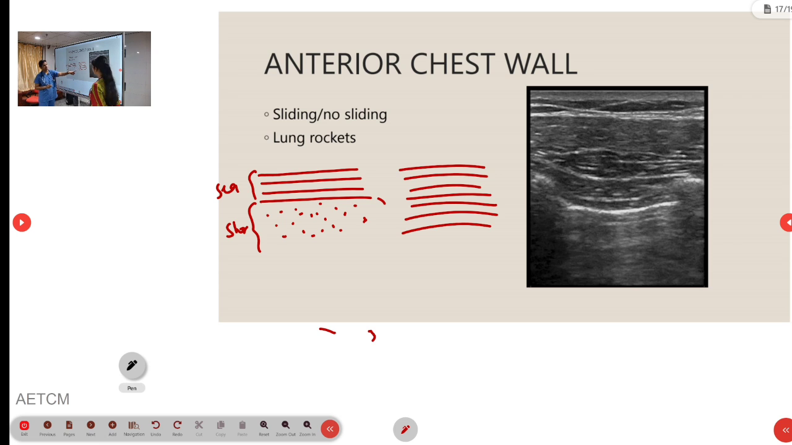That is what we are seeing in this view. At one point the lung will be there, and there will be lung sliding. So it is a lung point, which is specific for pneumothorax.